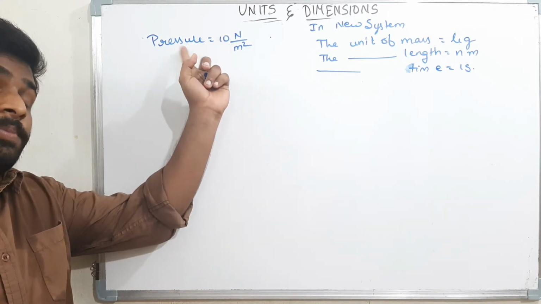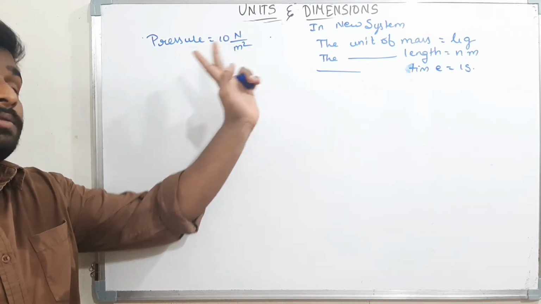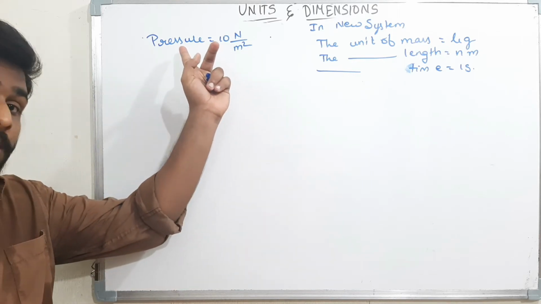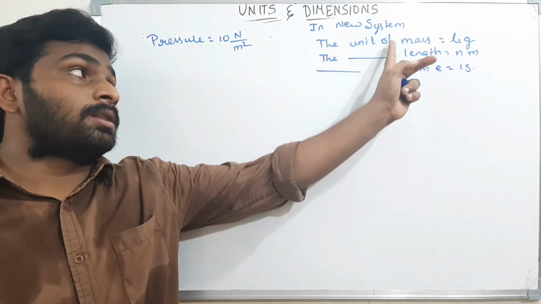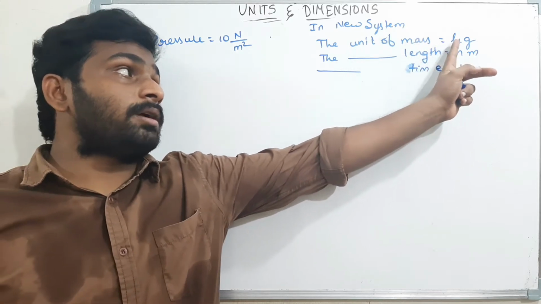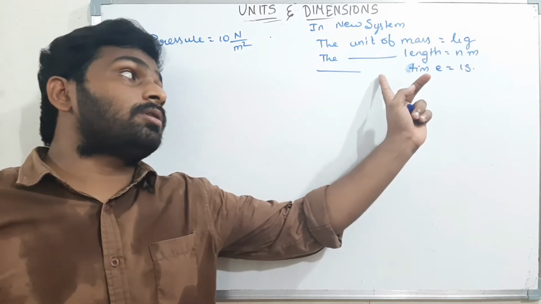In the SI system, the measured value of pressure is given as 10 newtons per meter square. Now, if I want to measure the same pressure in this new system, then in the new system, the unit of mass is 1 microgram, the unit of length is 1 nanometer, the unit of time is 1 second.